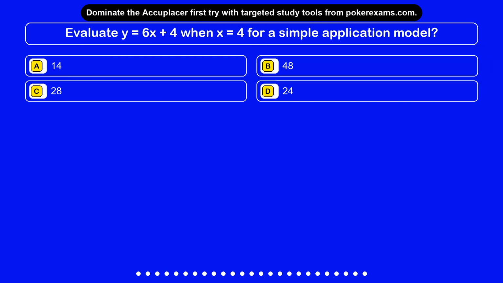Question 7. Evaluate y equals 6x plus 4 when x equals 4 for a simple application model. Option A, 14. Option B, 48. Option C, 28. Option D, 24.